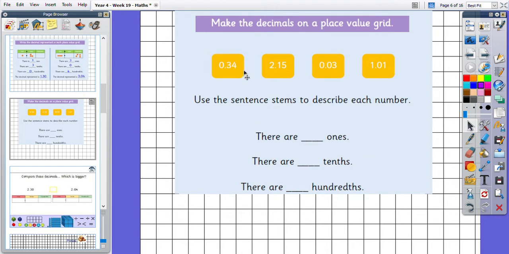Okay then, so for 0.34, we have 0 ones, 3 tenths and 4 hundredths. 2.15, we have 2 ones, 1 tenth and 5 hundredths. 0.03, we have no ones or tenths, but we have 3 hundredths. And 1.01, we have 1 one, 0 tenths and 1 hundredth. Well done if you got those correct. So we're really showing our understanding of decimals and fractions and putting those decimals into a place value grid.